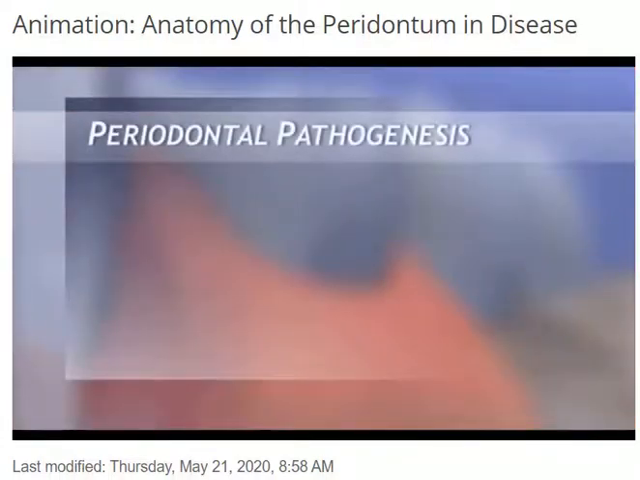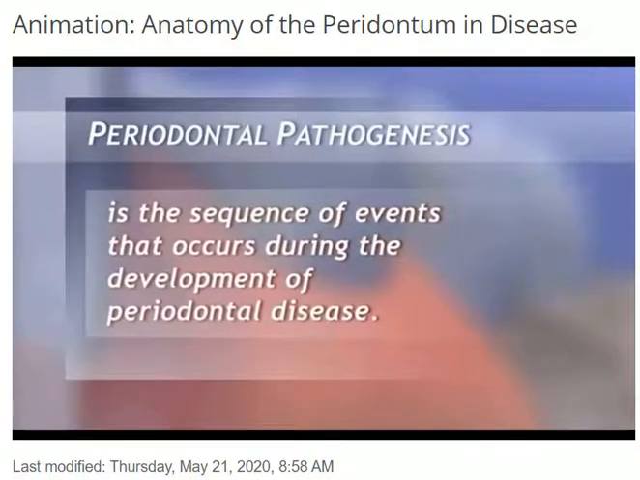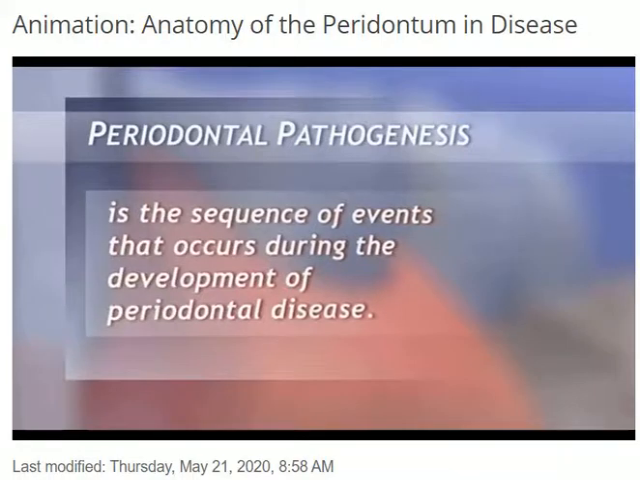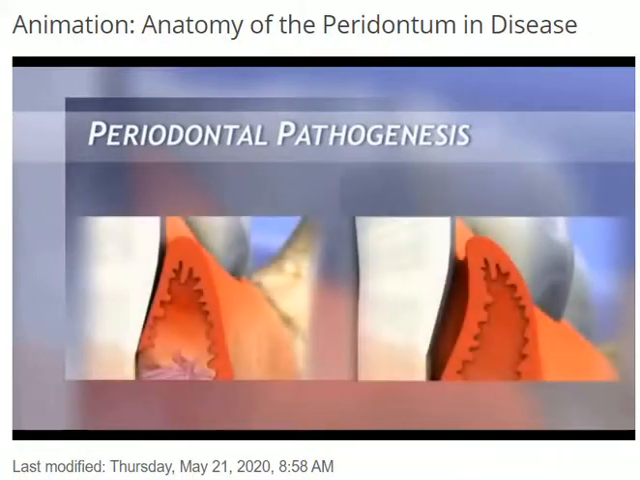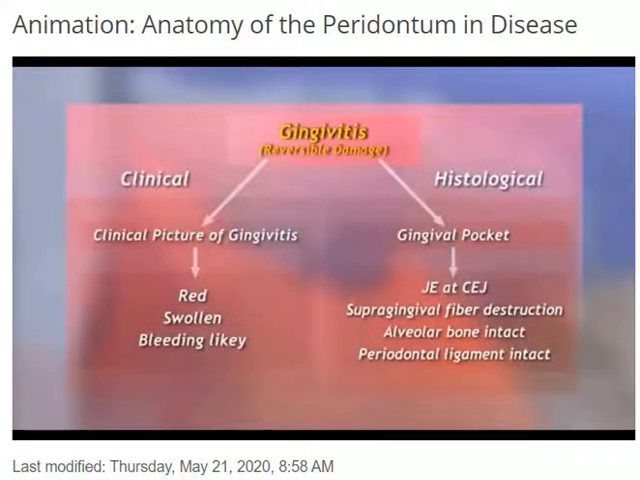Periodontal pathogenesis is the sequence of events that occurs during the development of periodontal disease. The two types of periodontal disease are gingivitis and periodontitis. Gingivitis is a reversible condition that is characterized by changes in the color, contour, and consistency of the gingiva. There is no apical migration of the junctional epithelium or bone loss in gingivitis.